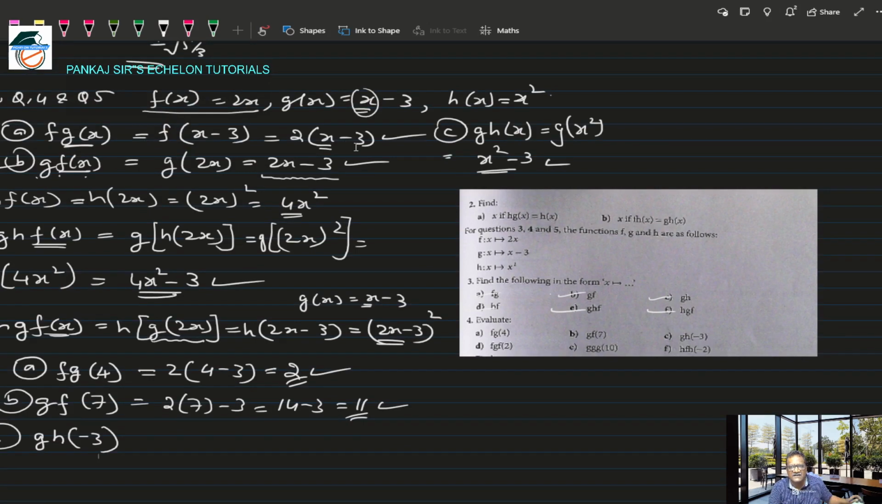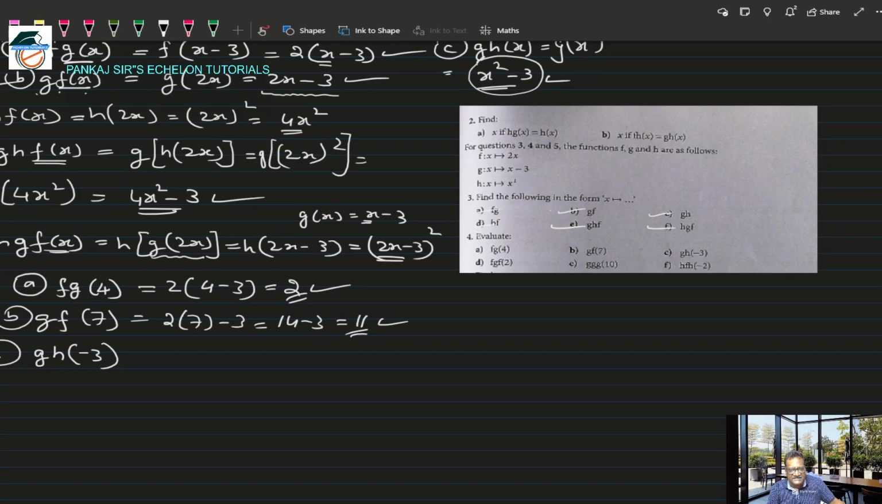Yeah, it's x square minus 3. Can you see? You have that function. GH of x is here. Can you see this? x square minus 3. So GH of x is x square minus 3. So in place of x, I'll put minus 3. So it will be minus 3 square minus 3. Minus 3 square is 9. 9 minus 3 is equal to 6. Then D.